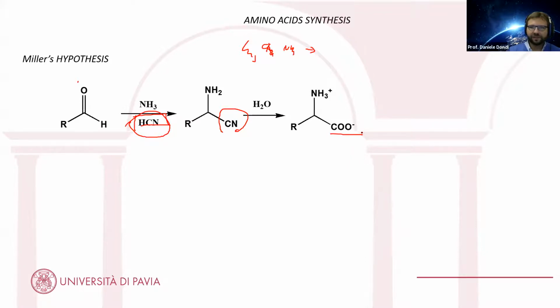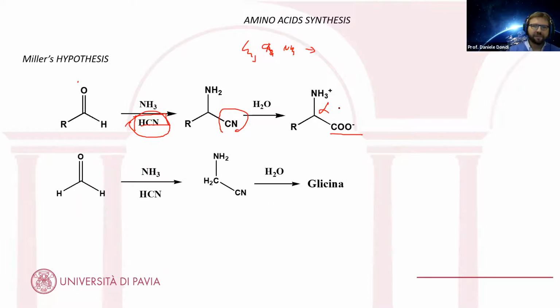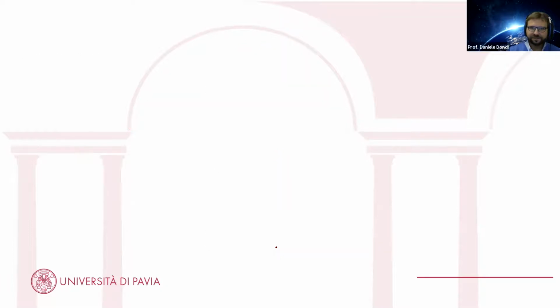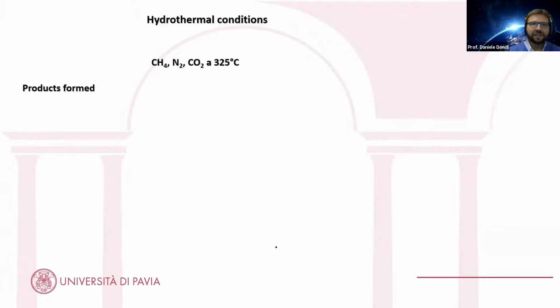So the alpha amino acid, because we know we need alpha amino acids to produce the proteins. For example, this is a way from formaldehyde, ammonia and hydrogen cyanide. If you mix this in the lab, you will obtain glycine after the hydrolysis of the final compound. Or you can obtain also hydroxy acids in a similar way, and so on and so on. But I will show you.